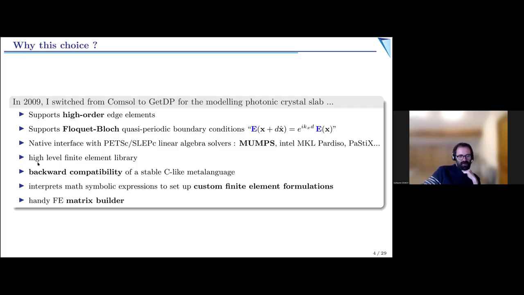It's a quite high-level finite element library, so you can do really advanced stuff with it. It has backward compatibility, which is nice. The models that we've been developing for maybe 20 years are still working natively on the recent versions of GetDP. We can easily set up custom finite element formulations, as I will show later. And you can use it as just a matrix builder and then manipulate sparse matrices outside of these softwares.